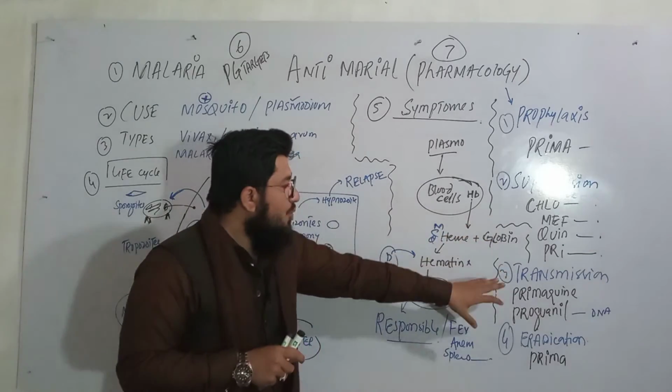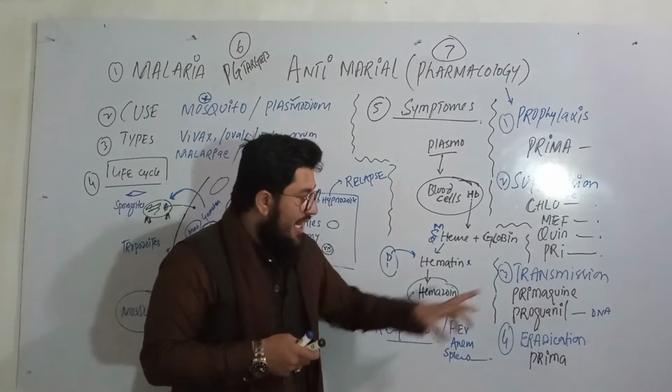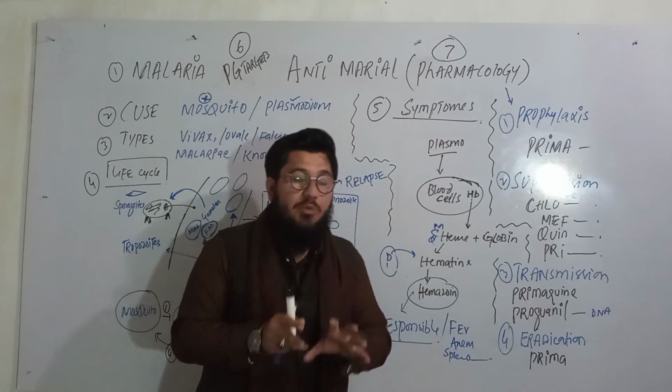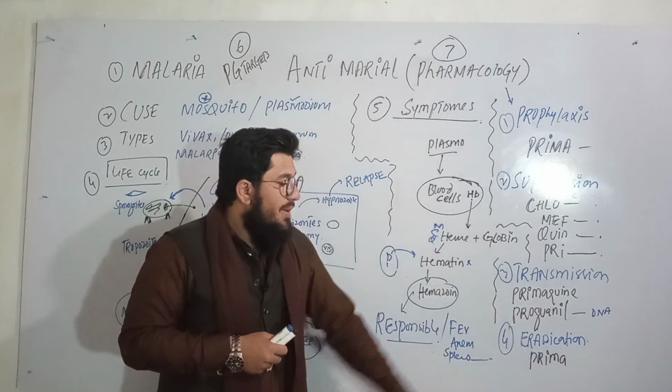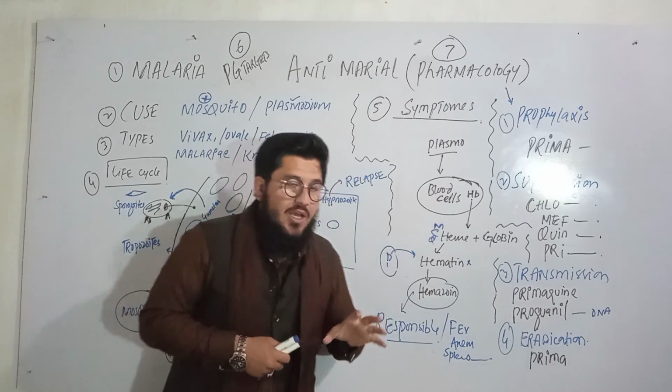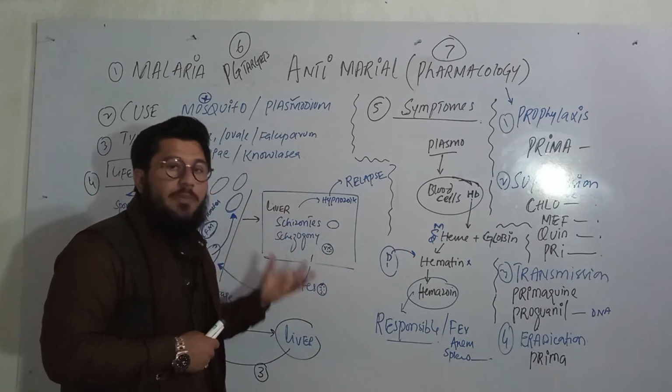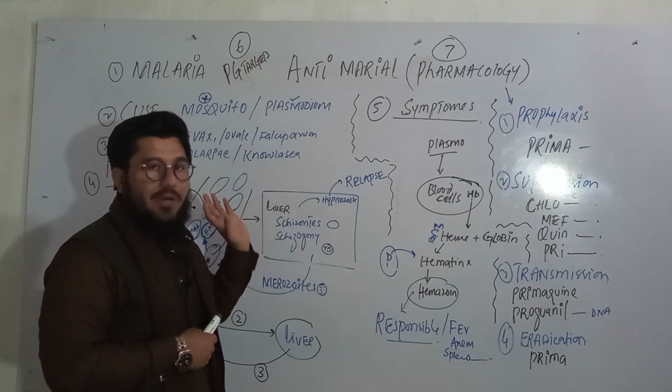Very simple. And the next one we have is transmission. Now these drugs like primaquine, proguanil, etc. are actually responsible to inhibit the transmission. Primaquine is a very important drug that is actually playing a very important role. At any stage it can stop the life cycle of the plasmodium.